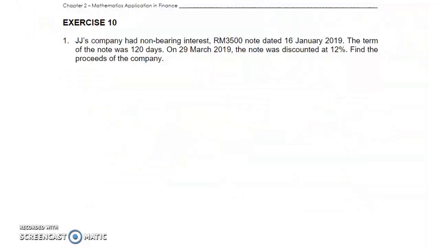Okay, now let's look at exercise 10. JJ's company had a non-interest-bearing 3,500 note dated 16 January 2019. Non-interest bearing means that there is no interest, so when there is no interest, value S will be equivalent to value P. The term of the note was 120 days. On 29 March 2019, the note was discounted at 12%.